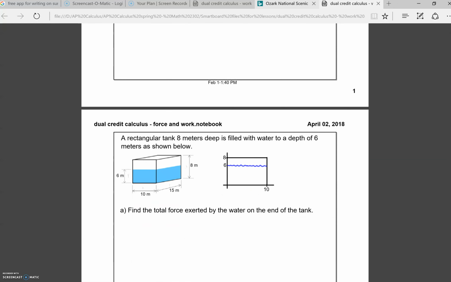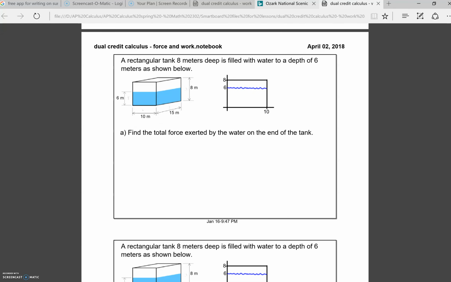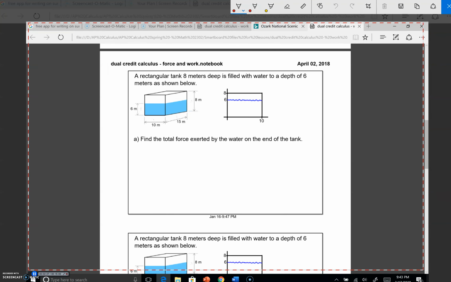Let's actually look at our first problem. So we have this rectangular tank that's 8 meters deep, filled with water to a depth of 6 meters. It's shown on the left. And what we're trying to find is the total force exerted by the water on the end of the tank. So we're trying to find the force on this end of the tank. And if you note then, what we have drawn on the right is that end of the tank.